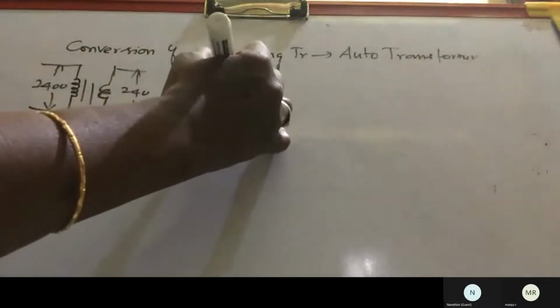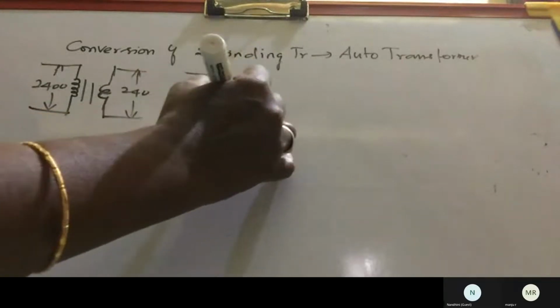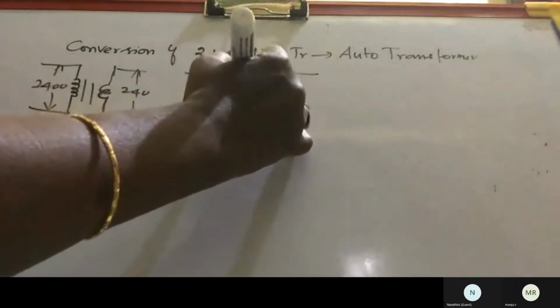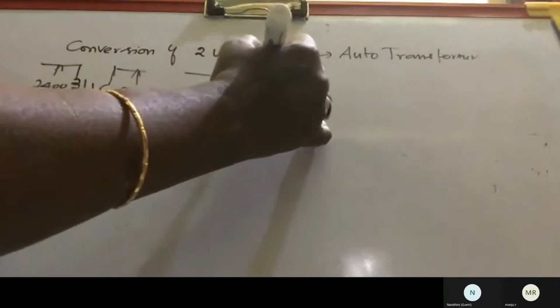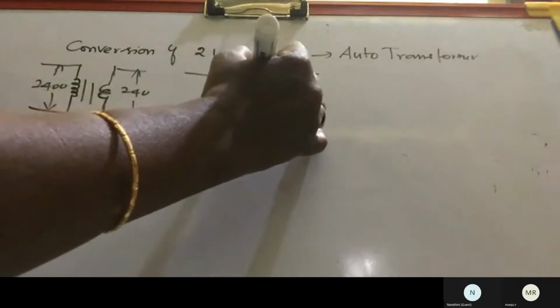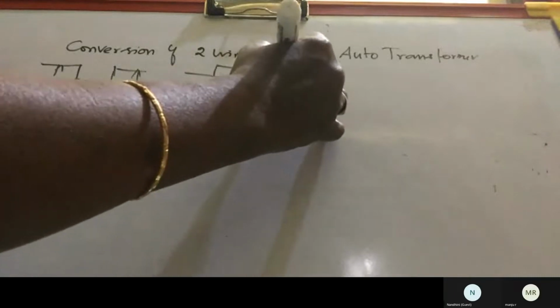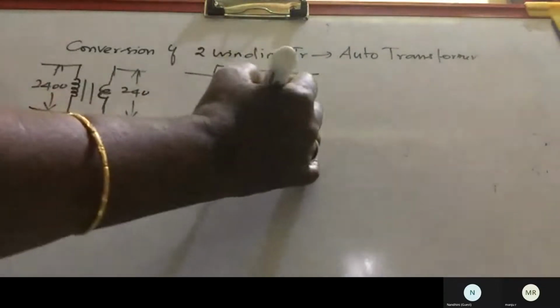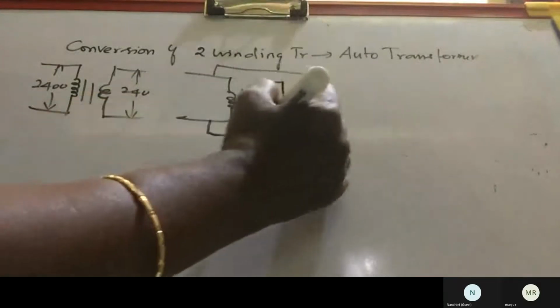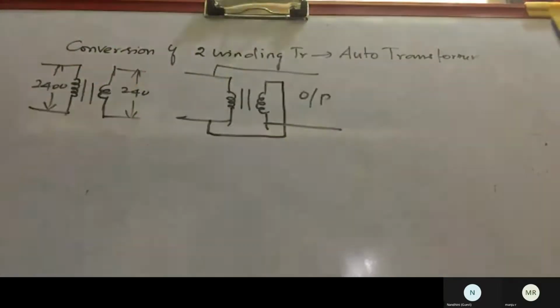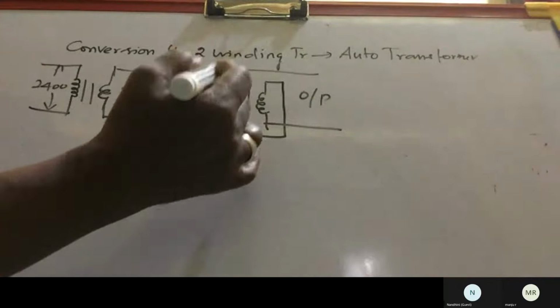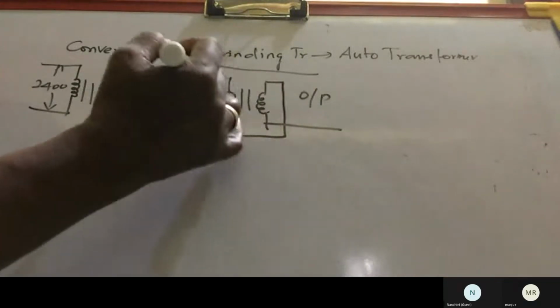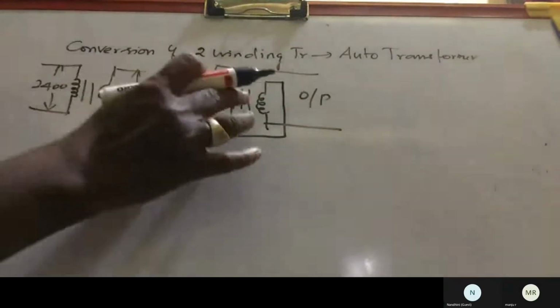The same will be converted into a single winding. In that case, for the output, we take the phase of the primary as the output terminal, and the phase of the secondary will be connected to the neutral of the primary. From the primary phase and the secondary neutral we take the output. So the windings will be connected in series, and we can get a single winding. The primary phase will be taken as the output.